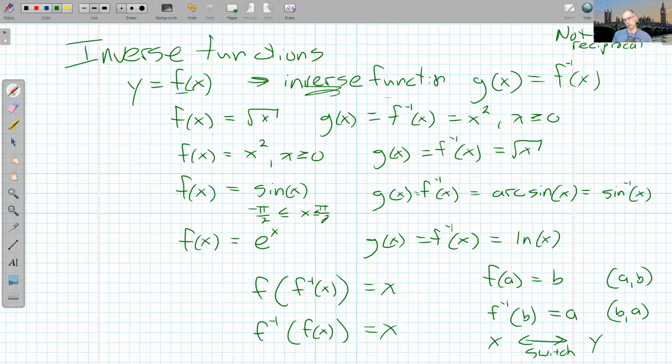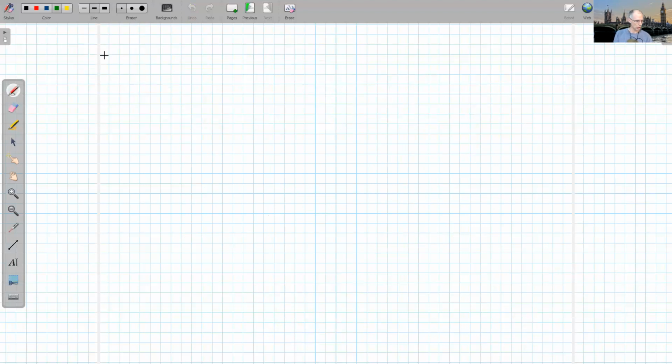So I'm just going to do an example of calculating an inverse function. We'll look at how the slopes of inverse functions are related, and then we'll start using that idea to come up with some new derivatives that we didn't know about before. So let's just take a kind of not too simple but not too hard example. Let's look at f of x is equal to x squared plus 2x plus 2.